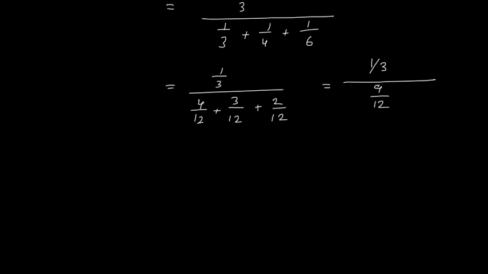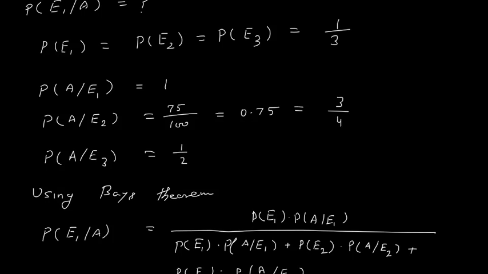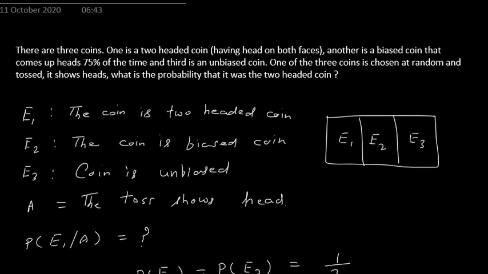So 3 1s are 3, 3 4s are 12. So this is 1 divided by 3 into 4 divided by 3. So ultimately we will get 4 divided by 9. So 4 divided by 9 is the required possibility. 4 divided by 9 is the possibility of getting head when it is a two-headed coin. So possibility of getting head using a two-headed coin, we can say, is 4 upon 9. This is our required possibility.